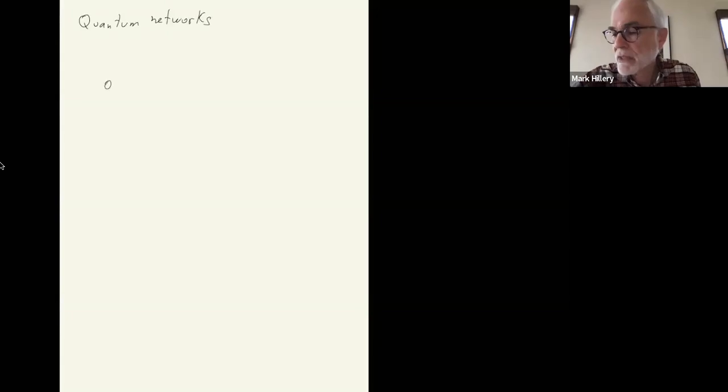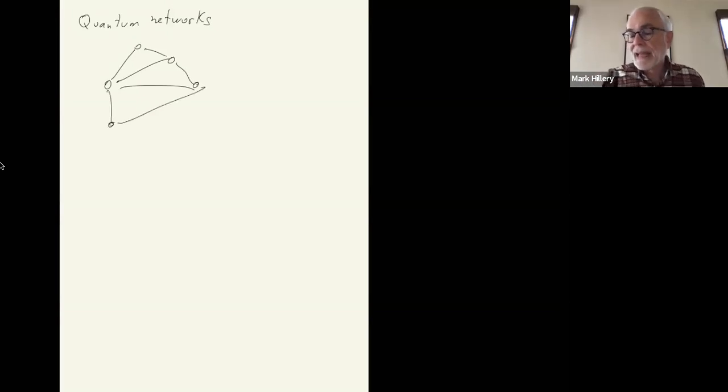So a network is just a bunch of nodes connected by some kind of communication links. In a classical network, what you're sending are bits or strings of bits. So in a classical network, you would be sending zero, one, maybe another zero, another one, or something like that.